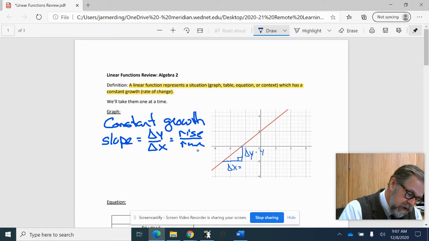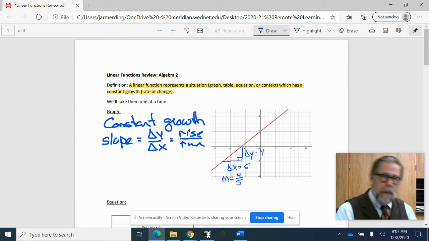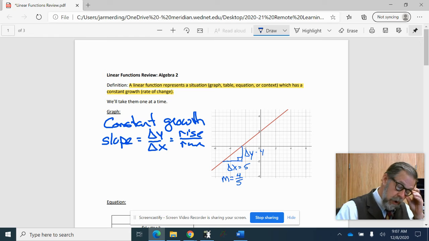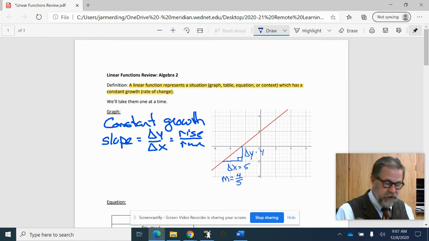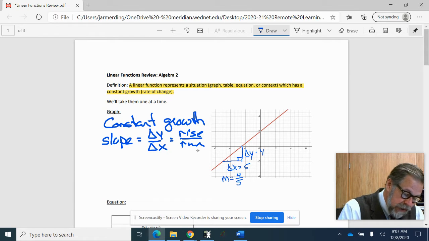What I discover is that that's 4 and that's 5. So right here on the graph, I have a slope of 4/5. Remember m, the letter we use for slope when we're talking about equations, and we'll talk about that later. So let's draw another slope triangle. Let's draw this one right here.